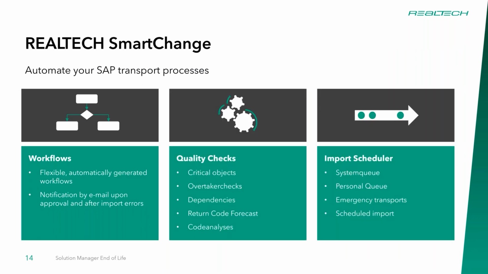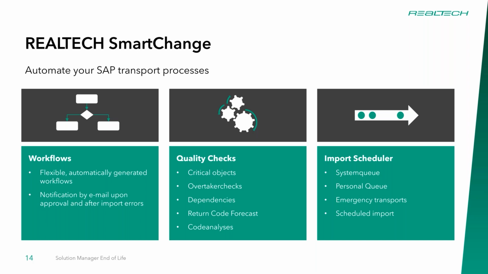And now I talked a little bit about it, but the technical move machine, which is called Smart Change Transport Management, has flexible automatically generated workflows. Of course, we take your process that you're doing today and build it inside of our tool, which is literally days, not weeks. And within those workflows, we send emails at the appropriate time. So we send emails on the approval step as well as after the import happens, whether there's an error or it was successful. The developers and the approvers get emails about those requests.